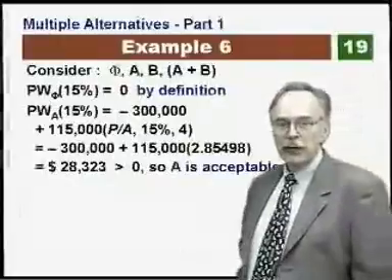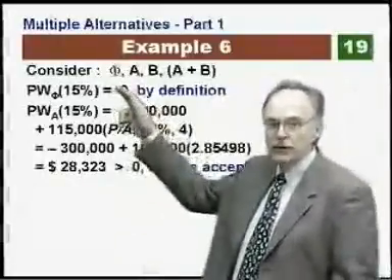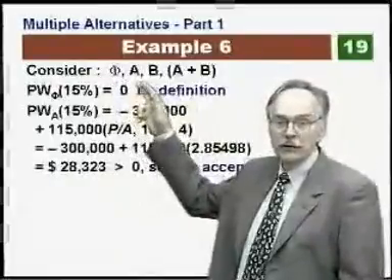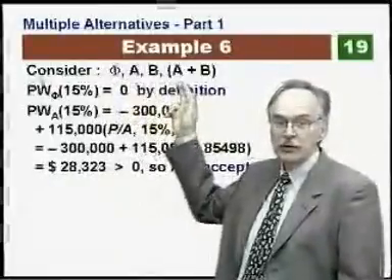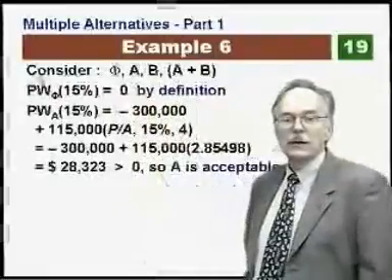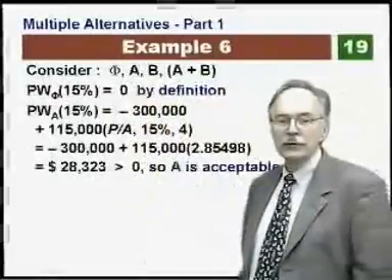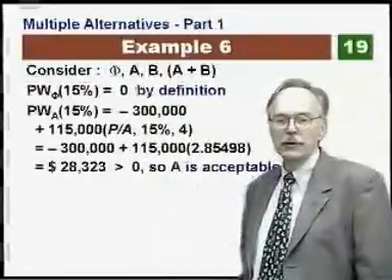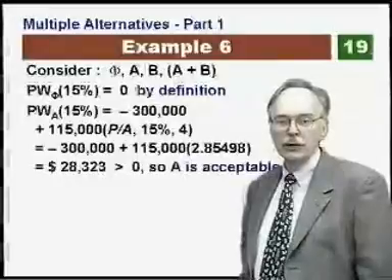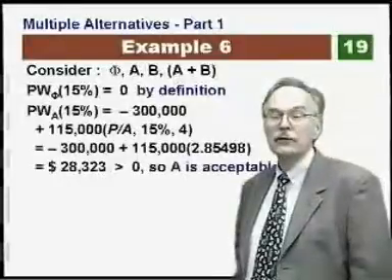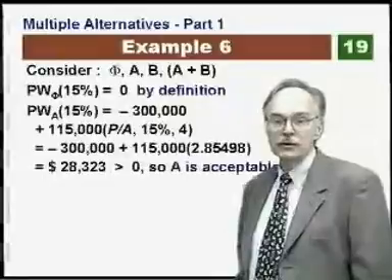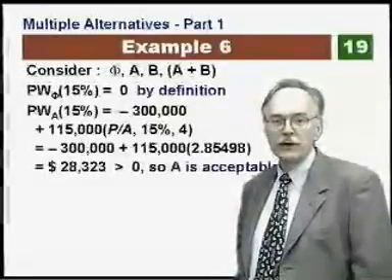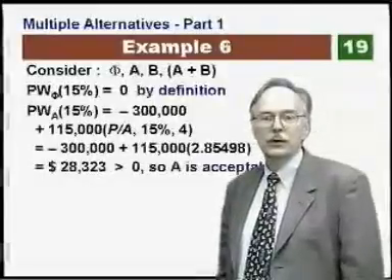So let's look at alternative A. But first, let's line up the projects, the combinations. We've got phi, the do-nothing alternative, alternative A, B, and then the combination A plus B. The present worth of the do-nothing alternative is 0 by definition, because any money we put in the do-nothing alternative would then simply be reinvested at the minimum attractive rate of return. And any future cash inflows from that, when discounted back to time 0 at 15%, would be equivalent to the amount that we invest. So the present worth there is 0.